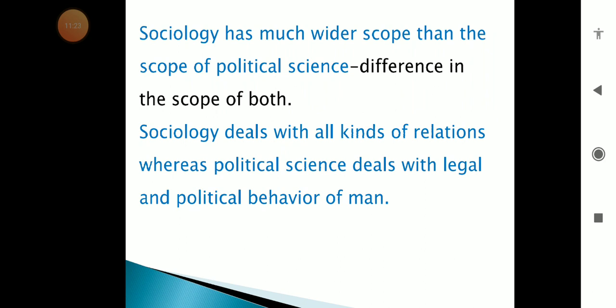Sociology makes a study of organized and unorganized, legal and illegal human organization, whereas political science is concerned only with the study of politically organized associations and those behaviors which in any way influence the working of politics. Sociology deals with all kinds of relations, whereas political science deals with the legal and political behavior of man only.